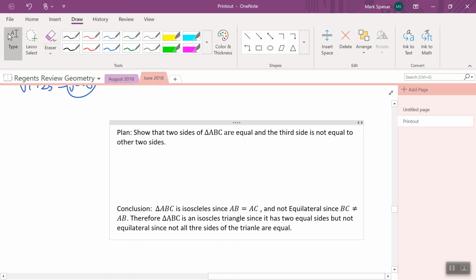When you do this, you must define both terms. In this case, you have to define the term isosceles and define the term equilateral in terms of sides, not angles. That's what we use to prove the triangle was isosceles and not equilateral. You have to get both parts to get all 4 points. Now on to question 33, the trigonometry question.